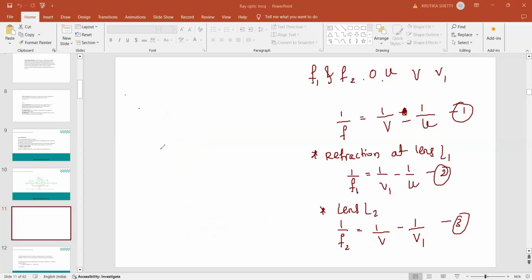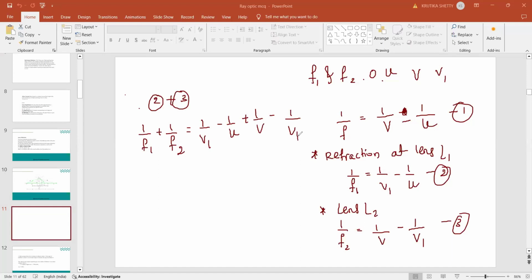Okay. So if there is no doubt in equation 2 and 3, what I can do is add equation 2 and 3. So adding equation 2 and 3, what we will get? That is 1 by F1 plus 1 by F2 is equal to 1 by V1 minus 1 by U plus 1 by V minus 1 by V1.